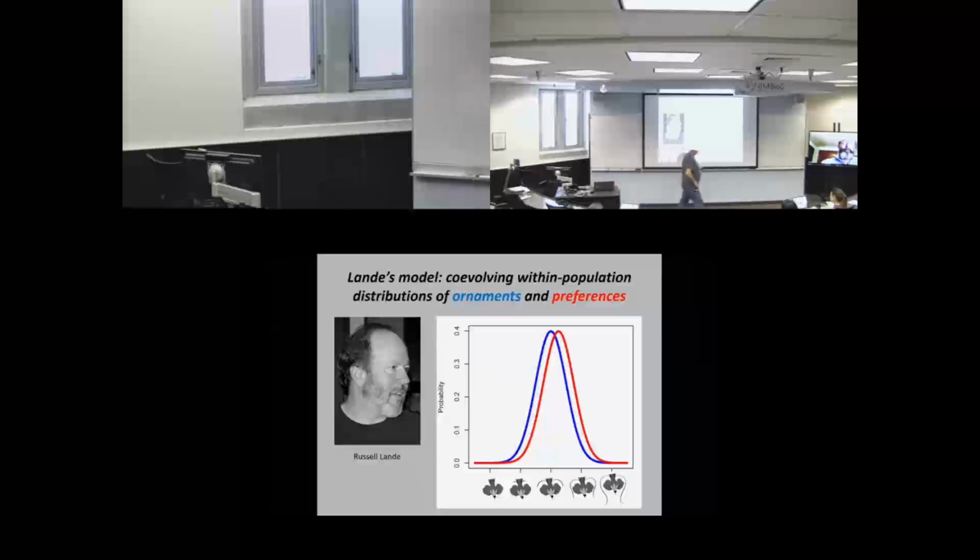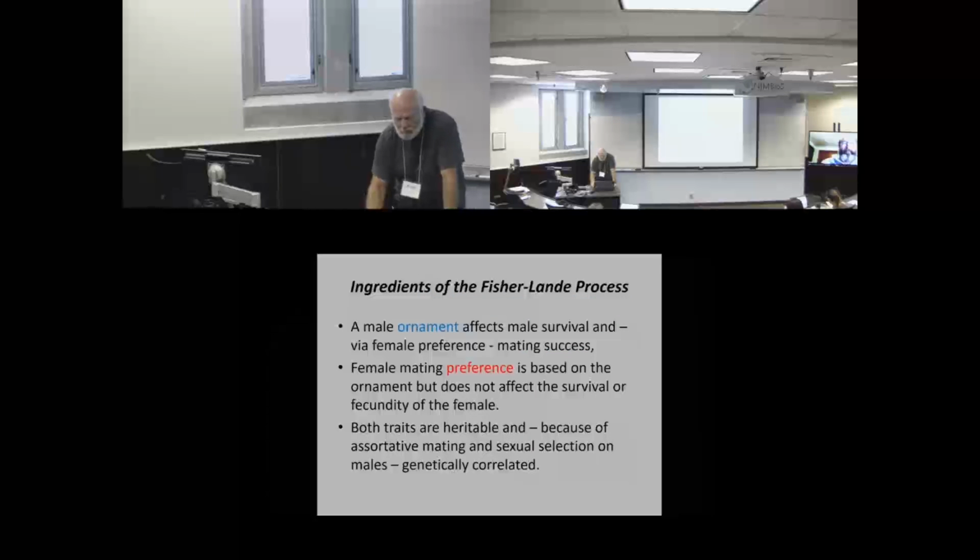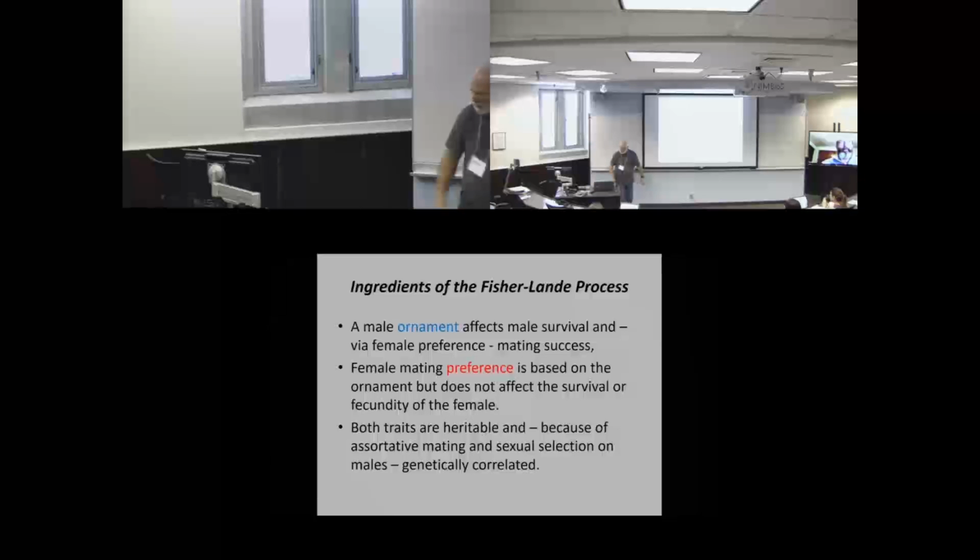All right. So if you look at the evolution of those two means, the mean of the male trait, the mean of the female trait, let me tell you a little bit more about the model first. So here are the characteristics of the model, the principal features. You've got a male ornament, like that little tail thing, which affects male survival and is also, via female preference, contributing or subtracting from male mating success. So there are two components of fitness that are being affected here.